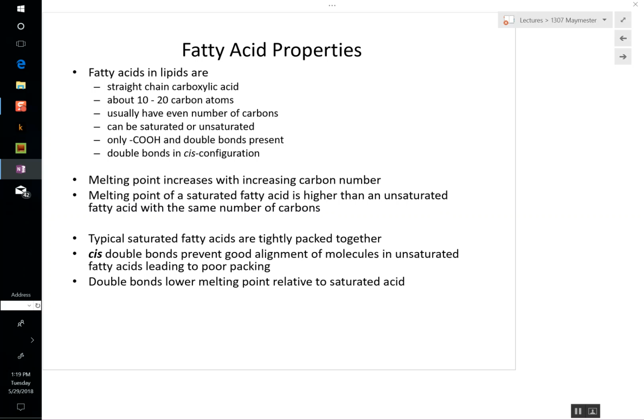It's exactly why lard from beef fat is a solid. It's lard. It's white. You know, it's like Crisco. Why that is a solid and olive oil is a liquid. Olive oil. We talk about olive oil and you pour it out of the bottle.